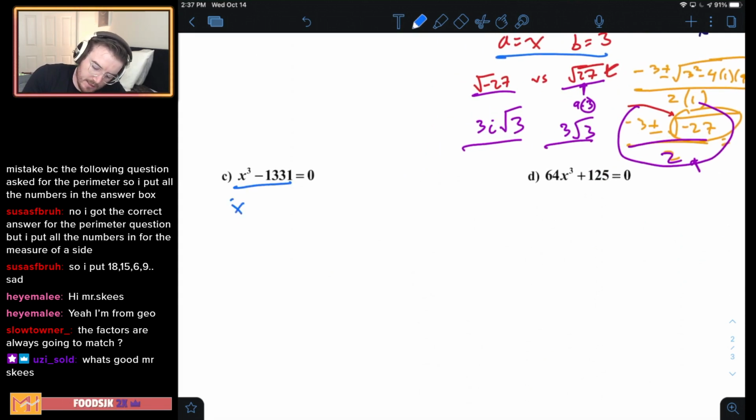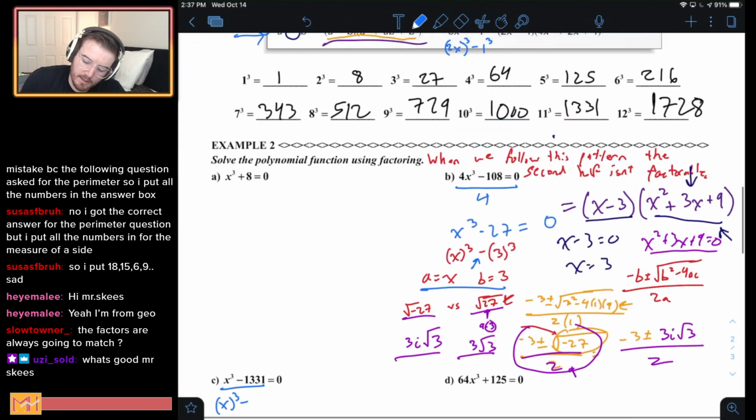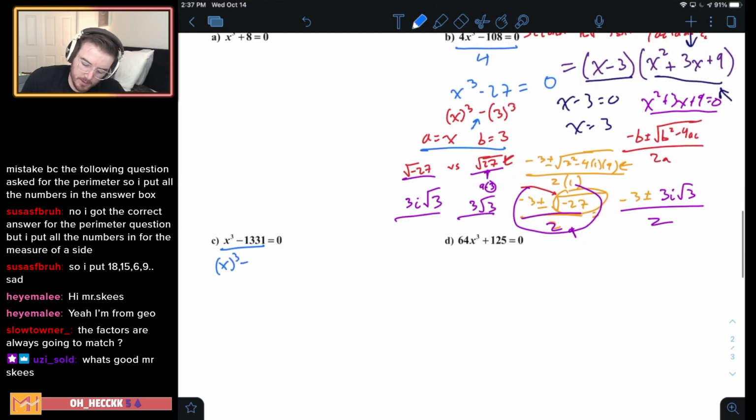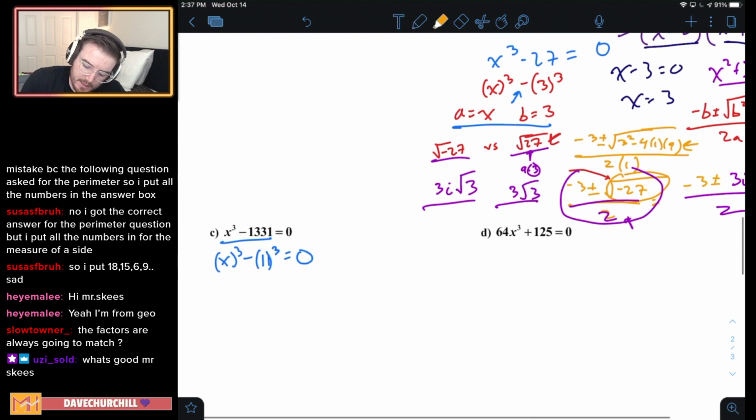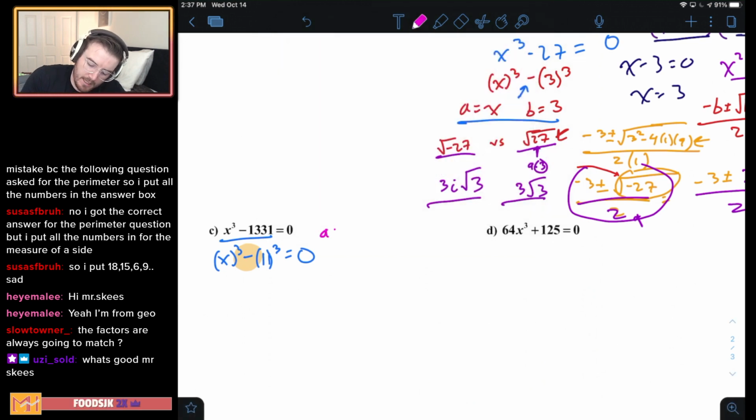This is x cubed minus, what was 1,331? That was 11 cubed. So once again, we have a difference of cubes because it's subtraction, where a is x and b is 1,331. No, it's not. I misspoke. 11.